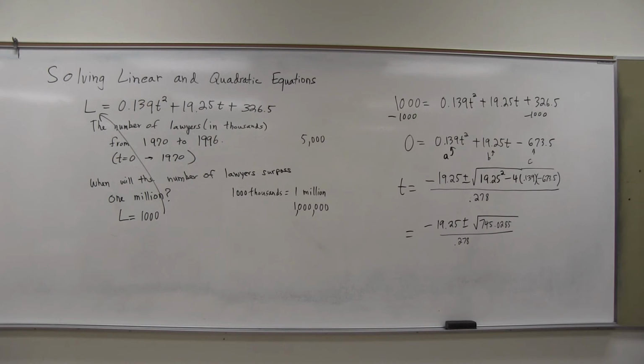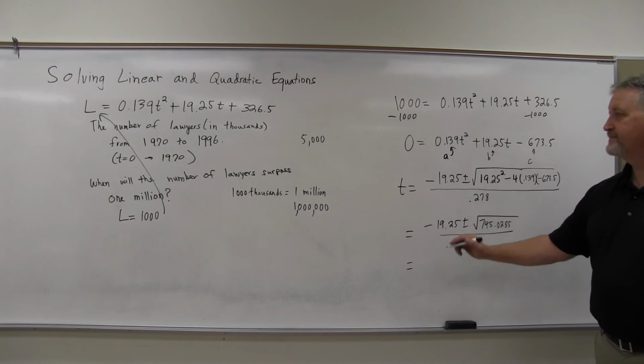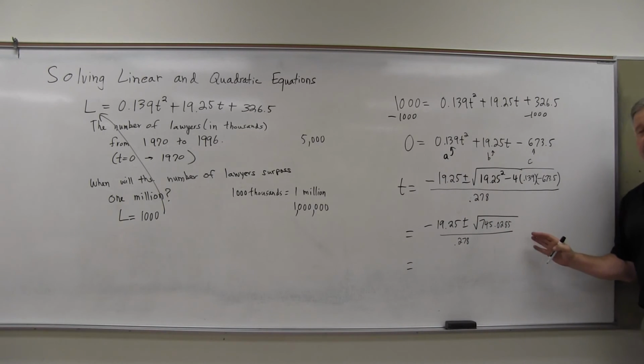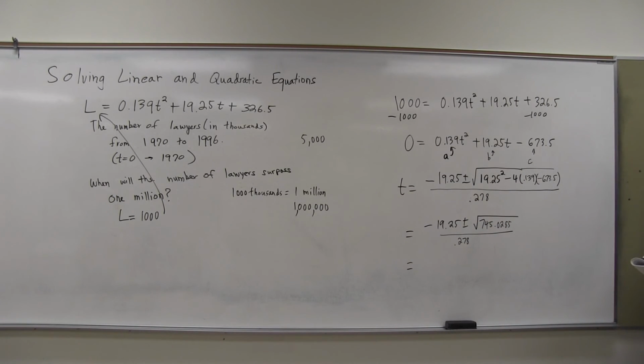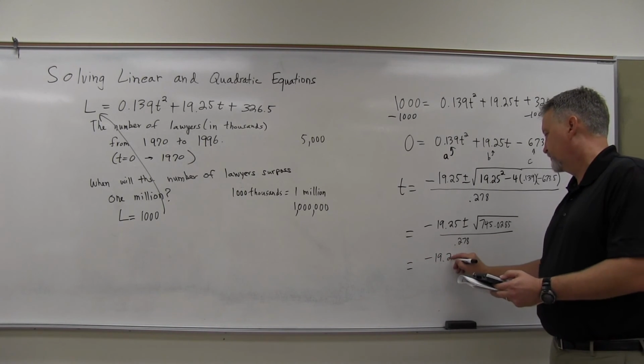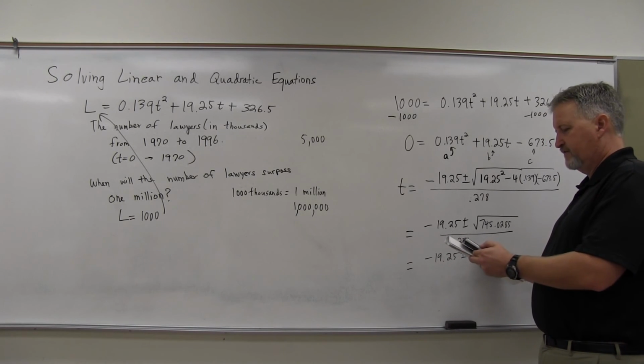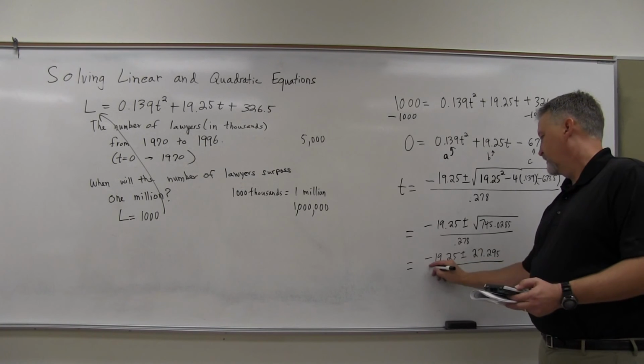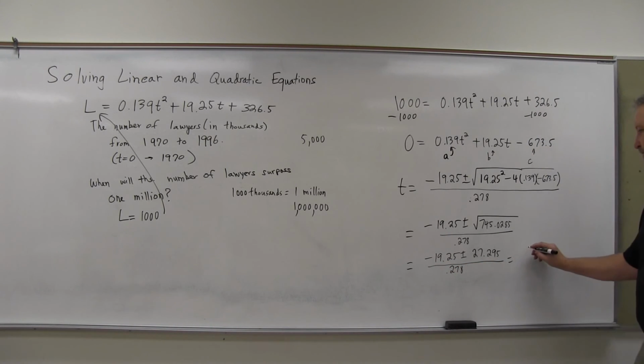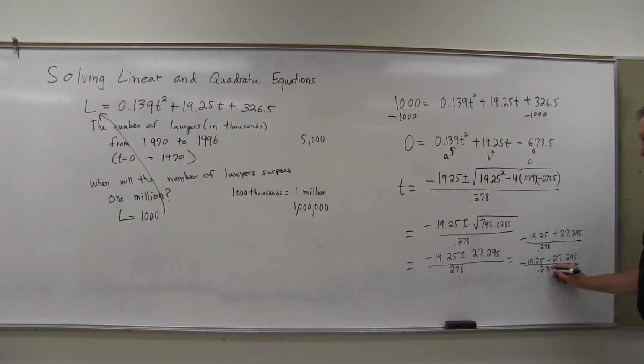Needless to say, we're dealing with a lot of decimals here. Since I want the year, I am going to go ahead and round this off. Starting with the square root, that would be rounded off to plus or minus 27.295. Then we've got the two answers: negative 19.25 plus 27.295 divided by 0.278, and negative 19.25 minus 27.295 divided by 0.278.